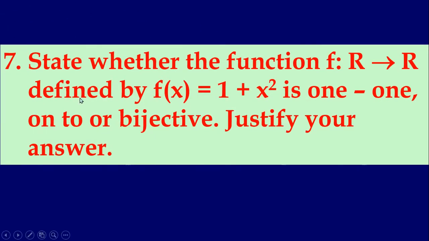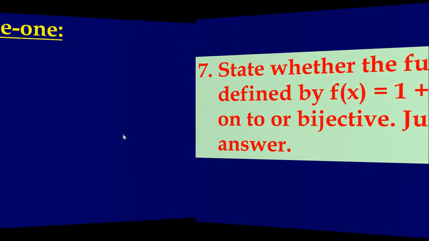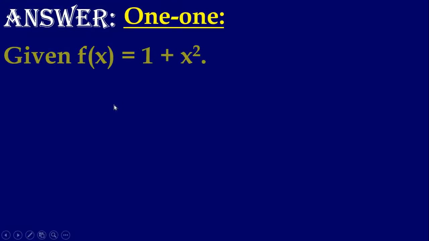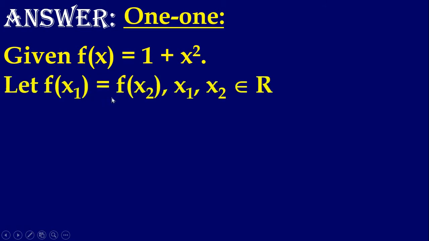So next problem, state whether the function f from R to R defined by f of x equal to 1 plus x square is one-one, onto or bijective function. Justify your answer. Here also you have to verify whether it is one-one, onto or bijective. Now first we verify whether it is one-one function. Now here it is given f of x equal to 1 plus x square. We take f of x1 equal to f of x2 where x1, x2 belongs to R.